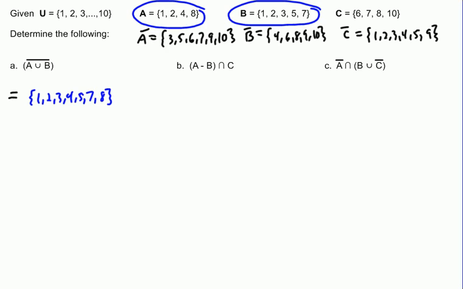Okay, now I still need to take the complement of that. I'm not going to try to do two things at once. I'm going to first do the union part and then copy the complement down, and now I can perform the complement operation. Well, I can see 1, 2, 3, 4, 5, 6, 7 things in the union. That means there should be 3 things in the complement, and those would be 6, 9, and 10.